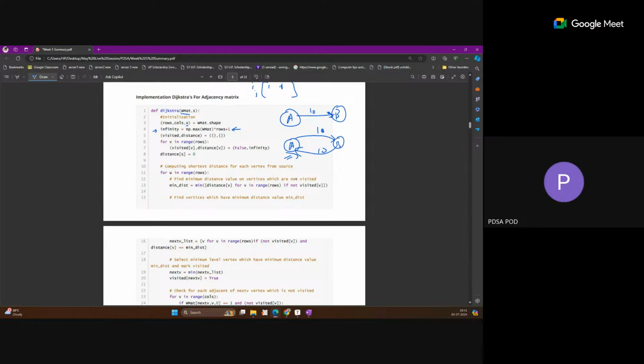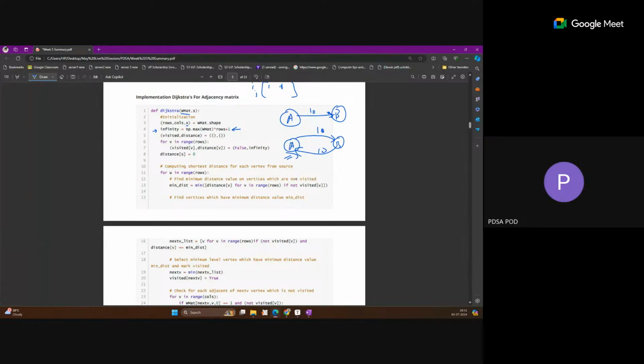Okay, so this infinite we are calculating. By this we are finding the maximum weight in the matrix, and after that we are multiplying by the number of rows plus 1. So we are calculating some bigger value that is not possible for any path. You can calculate it this way, or you can also define infinite directly in Python.